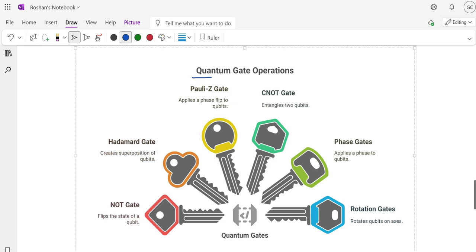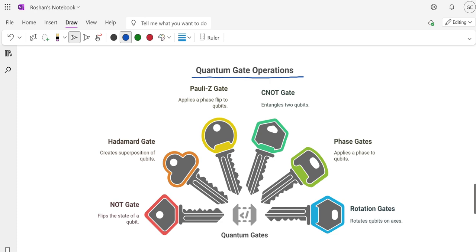These are, it's just an overview. It is the overview of quantum gate types and their operations. Okay. So we can see we have a CNOT gate, phase gates, rotation gates, NOT gate, Hadamard gate, Pauli gate, and so on.